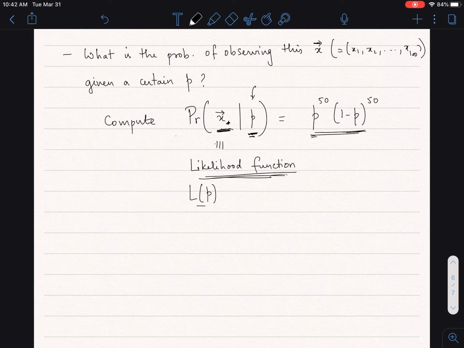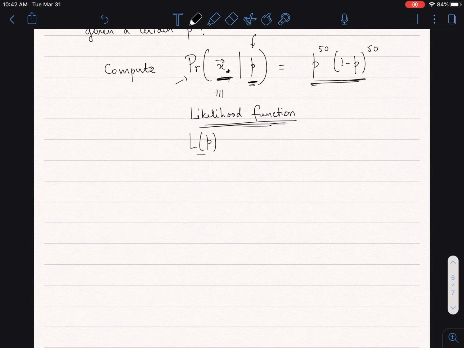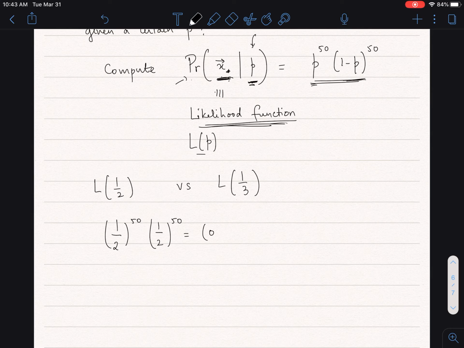The way I wrote it here, it's a function also of x, but I am assuming that x is given to me. So the input is given to us. Let's compute L of half versus L of 1/3. This is what we have been intuitively doing. L of half is exactly half to the power 50 times half to the power 50. Let me write it as 1/4 to the power 50, or 0.25 to the power of 50. And what is this quantity?